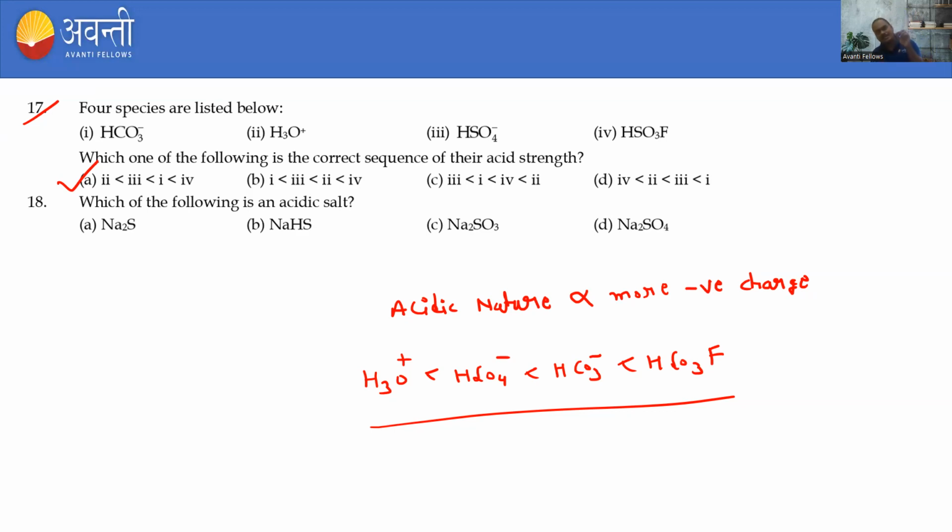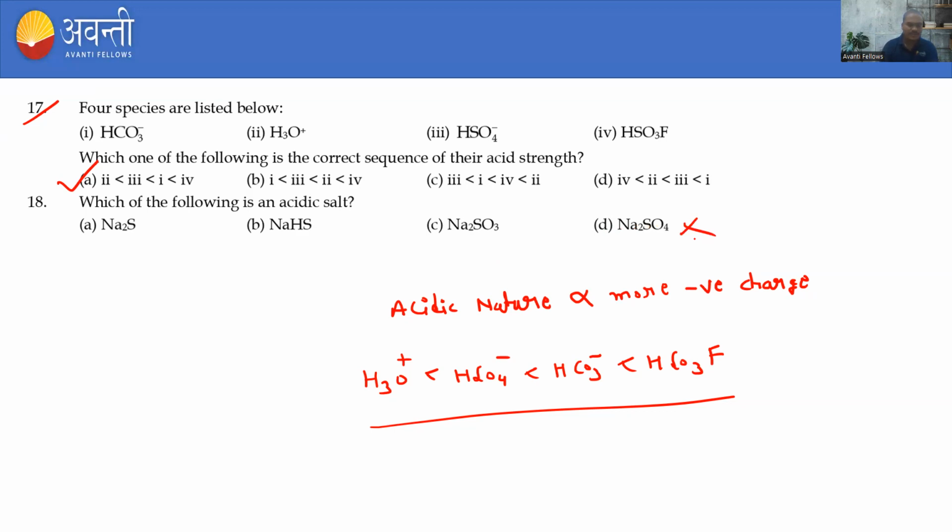Whenever a strong acid combines with a weak base, it will form an acidic salt. Whenever a strong base combines with a weak acid, they will form a basic salt. So you have to work out which is the acidic salt and which is not. Na2SO4 is a strong acid, strong base salt, so it is neutral, right?